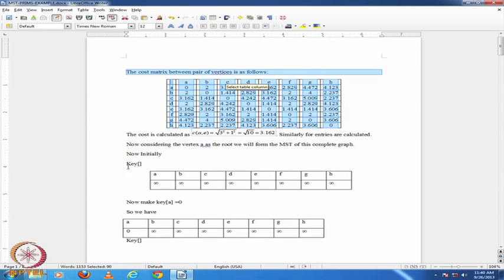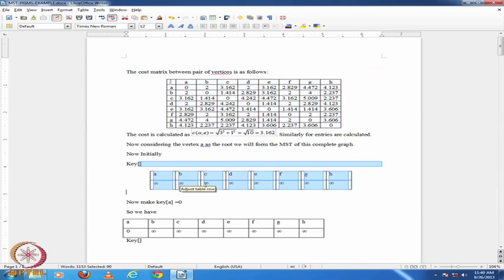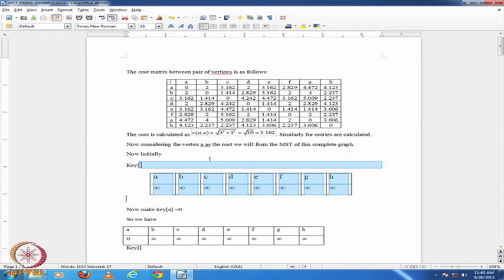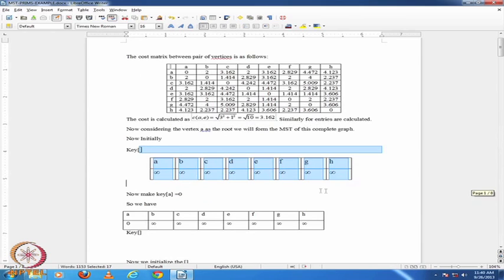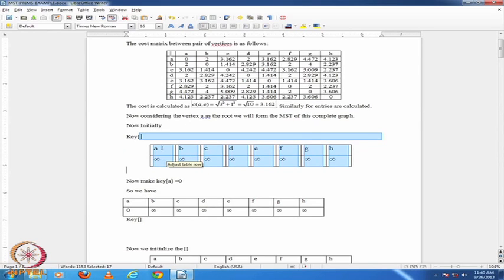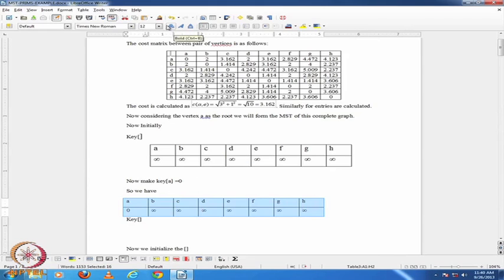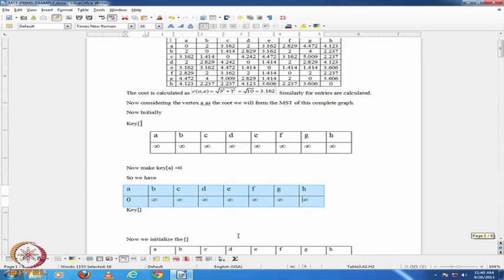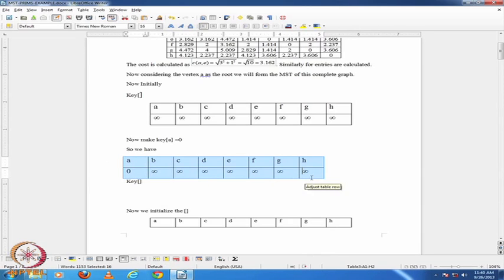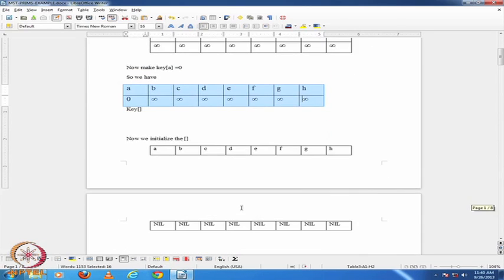What I have to do first is find out a key. What is key? I am making this a little bit larger so that you can see it. Initially you are having how many nodes? A, B, C, D, E, F, G, H. Initial cost for all of them will be infinity. Now, I will start, my root is, say, A here. Once my root is A, I will make the corresponding key value as 0, and all others will be infinity.